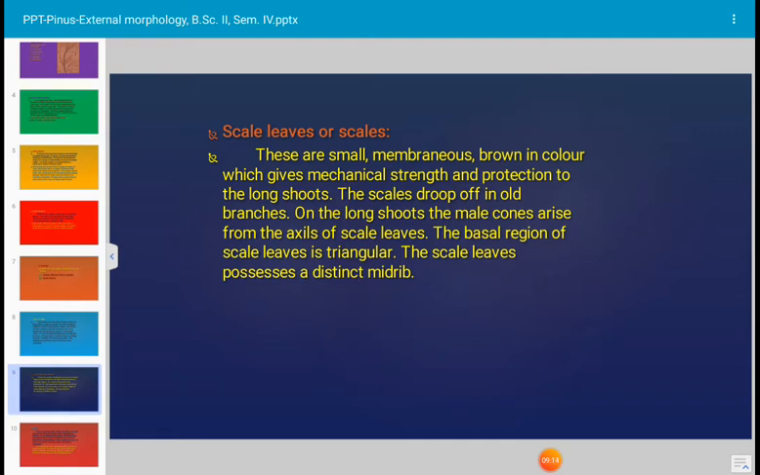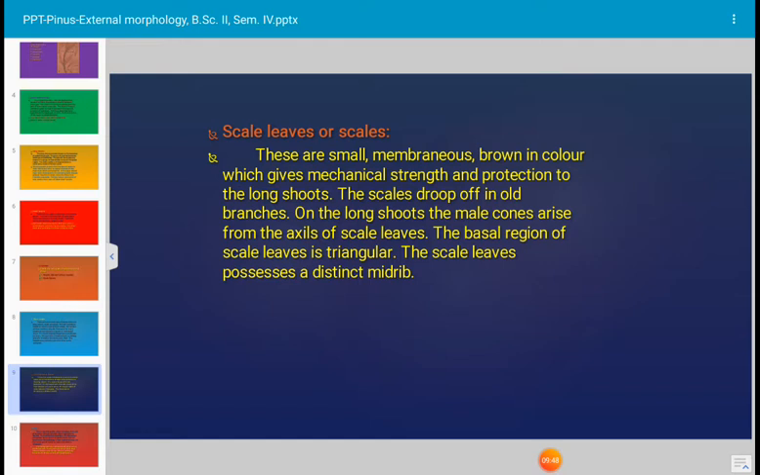The scales drop off in old branches. On the long shoots, the male cones arise from the axils of scale leaves. The basal region of scale leaves is triangular, and the scale leaves possess a distinct midrib. This is the details of scale-like leaves which are present in pinus.